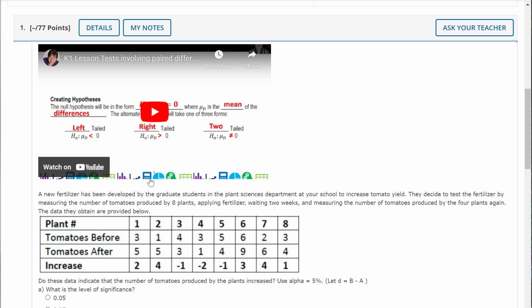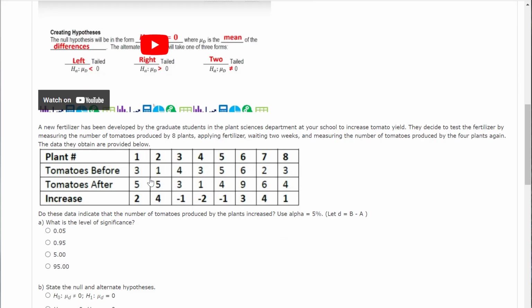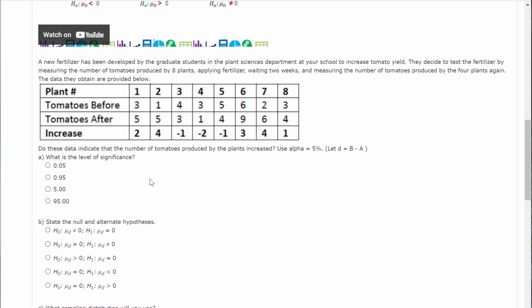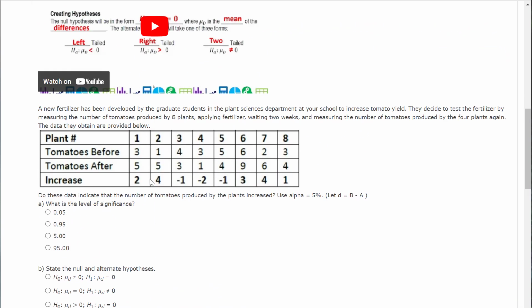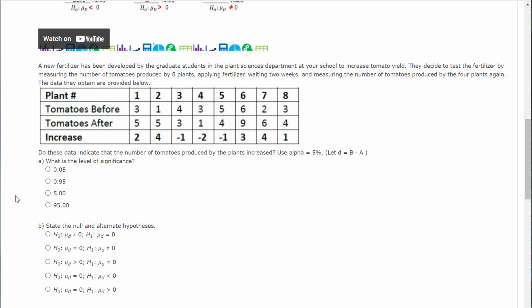So let's start working on the K1 lesson. And actually, I think I have this on one of the videos anyway. So we have a new fertilizer that has been developed by the graduate students.